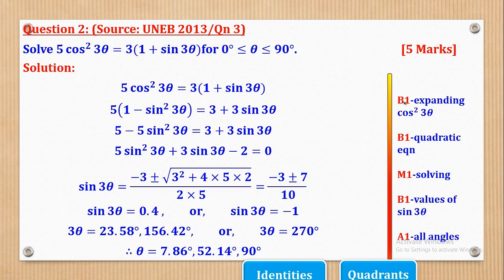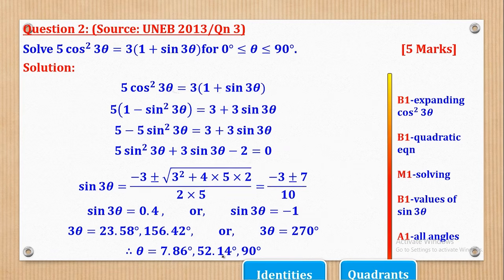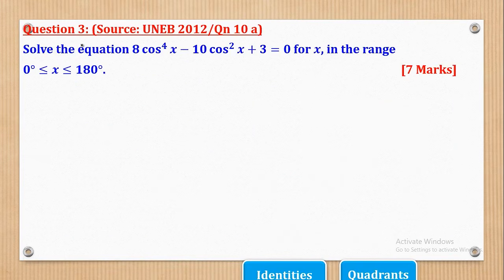So this B1 is for expanding this to give you this, and this B1 is for getting the quadratic equation, and this B1 is for solving. You can either factorize or use bulldozer. B1 for both values of sine 3 theta, and A1 for all angles correct. So all these 3 angles must be correct. So that was question 2.